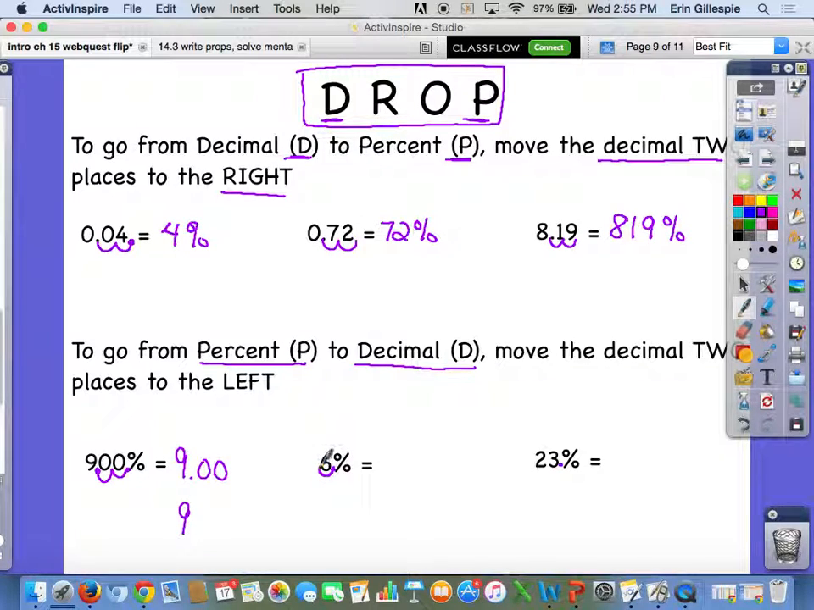Here, to move it twice means I have to move it past the number and I have this empty spot. Well, think about every other time in class when we've had an empty egg carton like that. We fill it in with a 0. So 6% is the same as 6 hundredths, makes sense. And then 23% when I move it twice makes it 23 hundredths. Do you need a 0 to the left of the decimal? No, you don't have to. But is it okay if you write it? Yes, it is. So here I could write this as 0.06 or just .06.